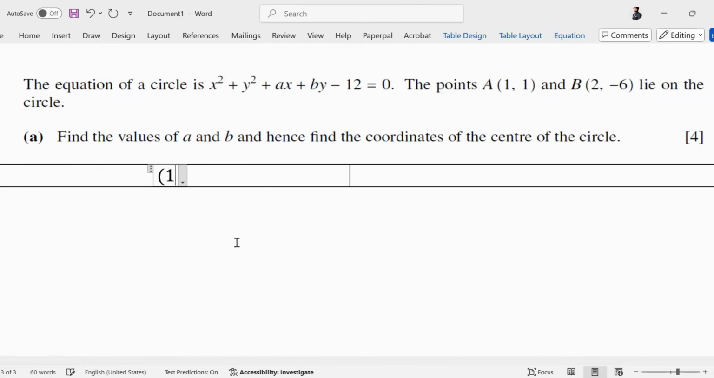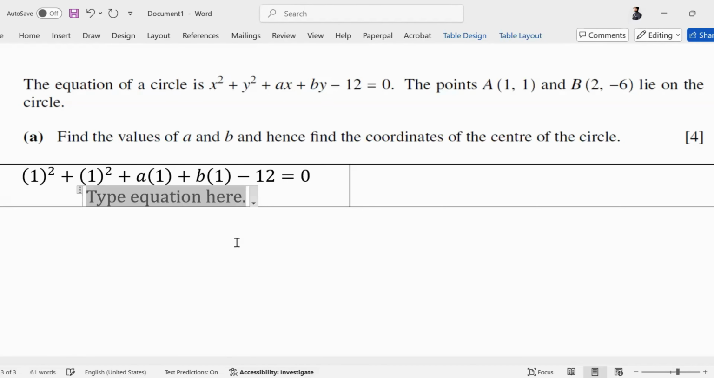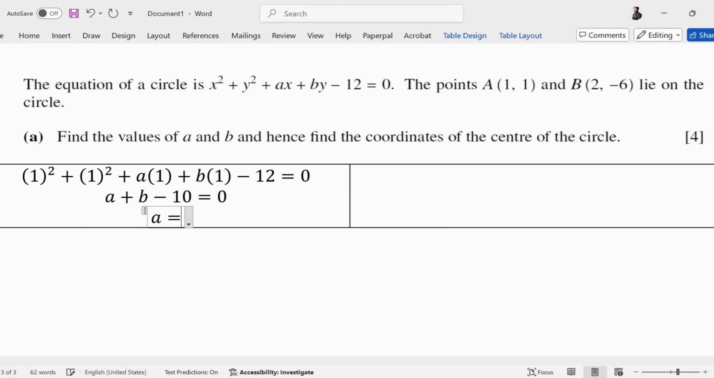In place of x we'll plug in 1, and in place of y also 1, when I'm talking about A. So a into 1 plus b into 1 minus 12 is 0. So a plus b minus 10 is 0. a is equal to 10 minus b. This is one equation which connects a and b.